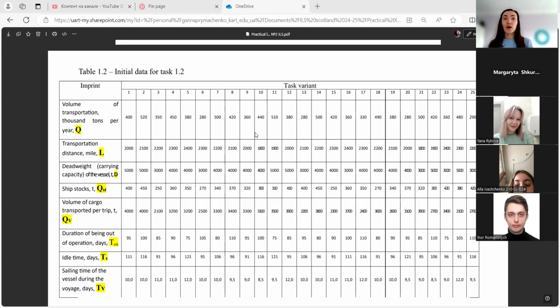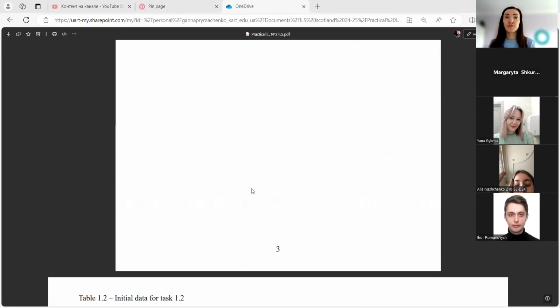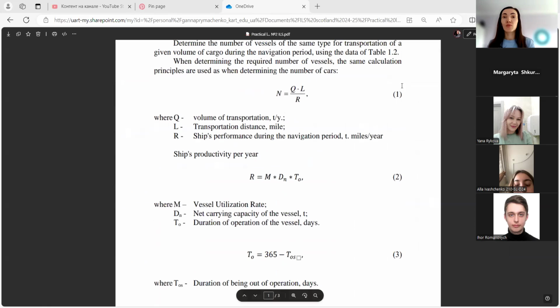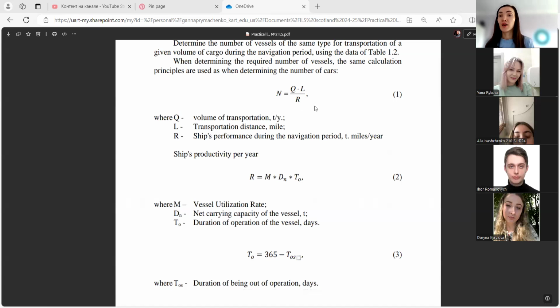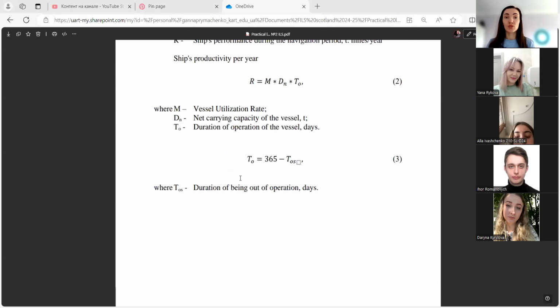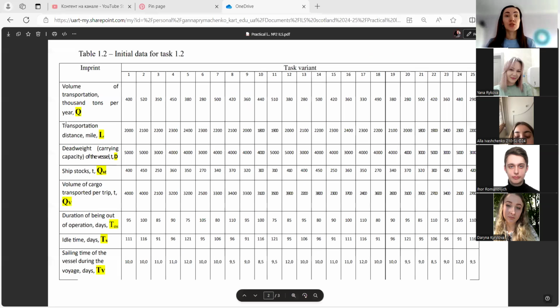Okay, multiply by our second parameter. Find in our formula number 1 such parameter as L, it is transportation distance in miles. We use it today and find it in our table 1.2. So find again, it is transportation distance. It is the second parameter of our table in miles. So we use, if we have first variant, for example, 2,000 miles. If you have another variant, use your parameters.